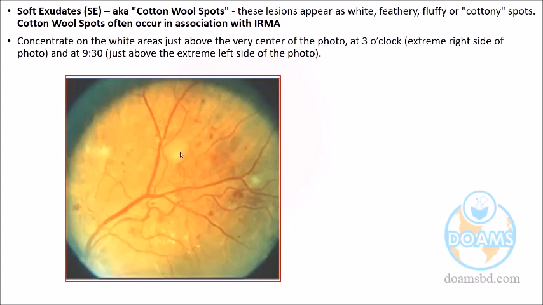Initially, a few years before, it was called hard exudate, soft exudate. But the term has changed because these are not actually exudate. So don't say the word soft exudate; rather say cotton wool spots. There are some IRMA, fluffy cotton spots. Cotton spots occur in association with IRMA. I will show you what IRMA is in a subsequent slide. Extreme right of the photo, extreme left of these areas, cotton spots are mentioned in the location.